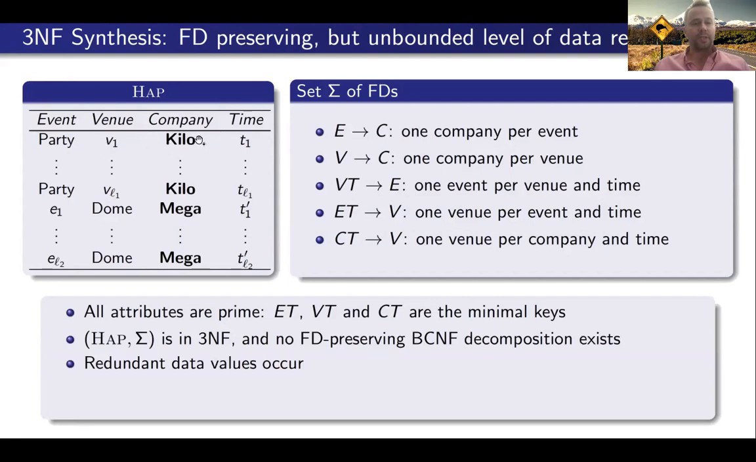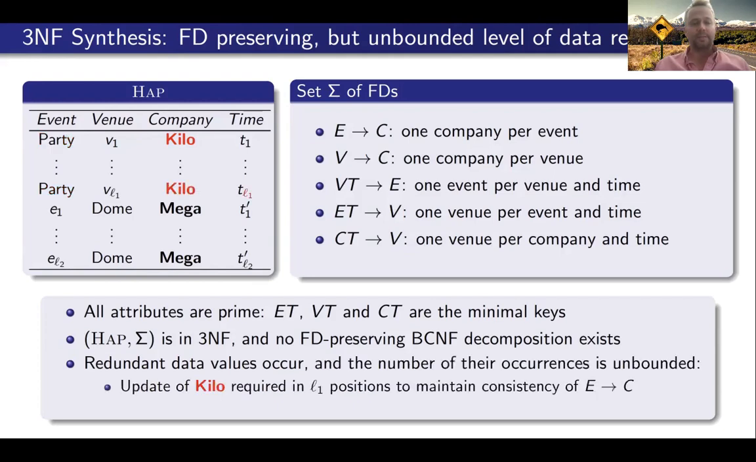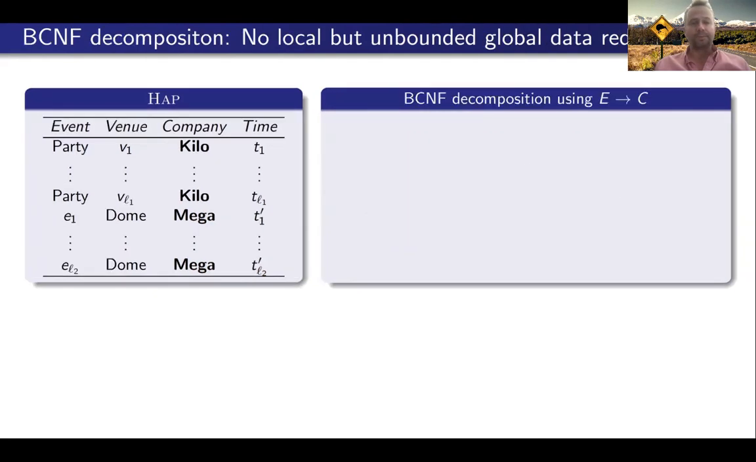For example, here E to C causes every occurrence of kilo to be redundant, and V to C causes every occurrence of mega to be redundant in here. But actually, redundancy here means that the values are fixed. We cannot replace them by any other value without violating a constraint. And actually, the number of their occurrences is unbounded. So an update of kilo is required in L1 different positions to maintain the consistency of EC, and similarly for mega. And L1 and L2 are unbounded a priori. They can be any positive integer.